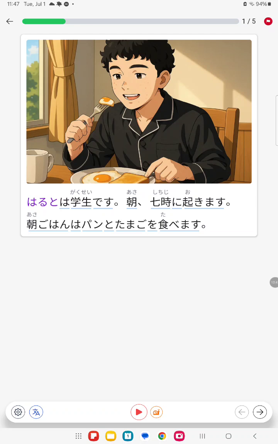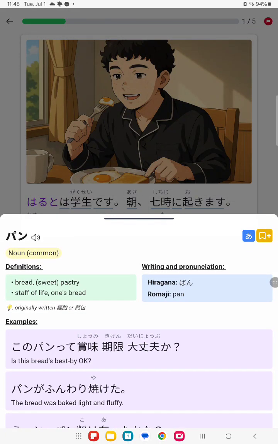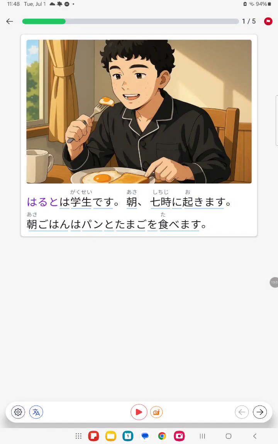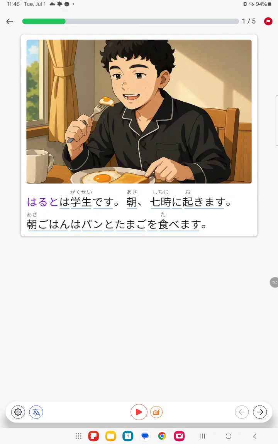bread and eggs. In fact, this word meaning bread, パン, it sounds more like the Spanish word, but it's supposed to come from the Portuguese word, which has this weird nasalized vowel. Sure enough, Haruto is a student. In the morning, he wakes up at 7 o'clock. For breakfast, he eats bread and eggs.